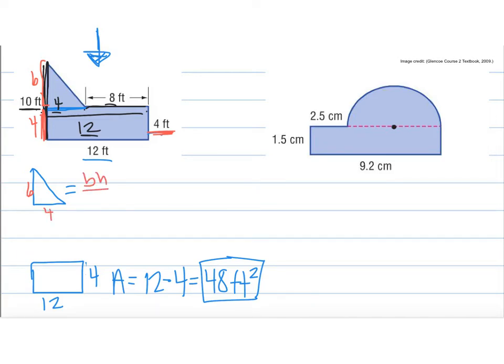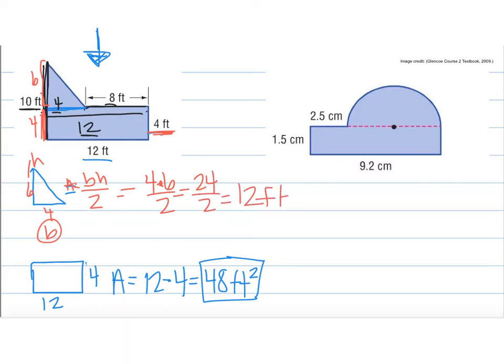Base times height divided by 2, that's my area. So here's my base, here's my height. It's too hard to do this. The 6 is the height. So now we have 4 times 6 divided by 2 equals 24 divided by 2, which is 12.